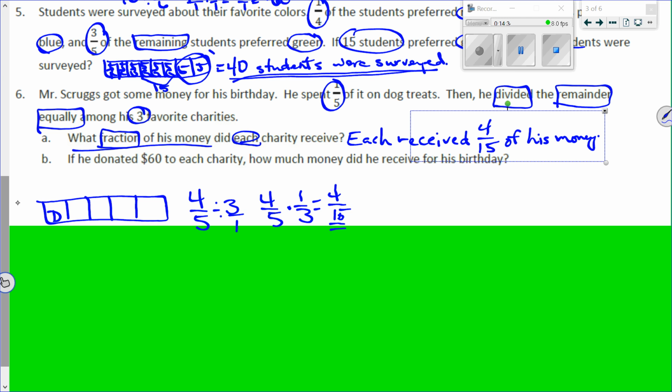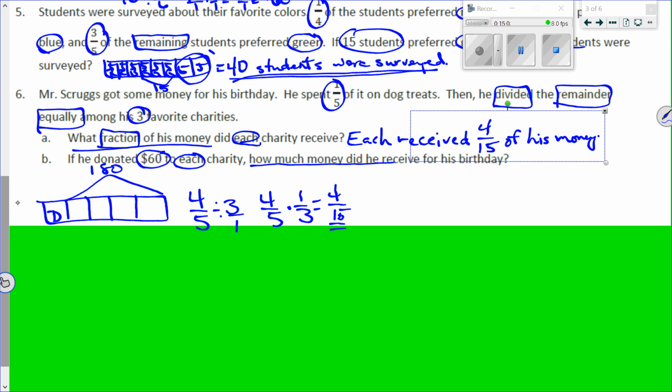Now here's where this one got a little more complex and really threw a lot of people off. He donated $60 to each charity. How much money did he receive for his birthday? So, how many charities did he have? 3. Each one got $60. So how much money did he donate to charities? 180. So my 4 boxes is $180. Does everybody understand that?